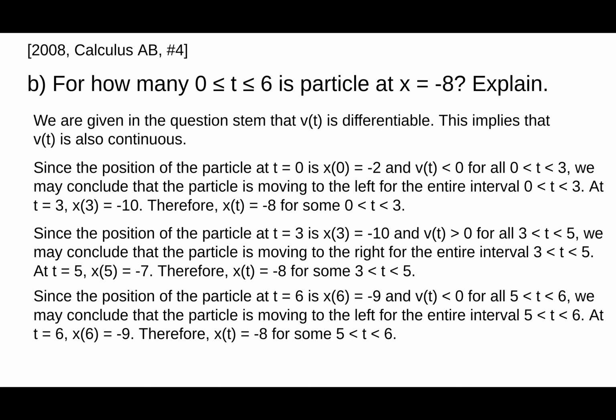Since the position of the particle at t equals 6 is negative 9, and v of t is less than 0 for all t between 5 and 6, we conclude again that the particle is moving to the left for the entire interval between 5 and 6.